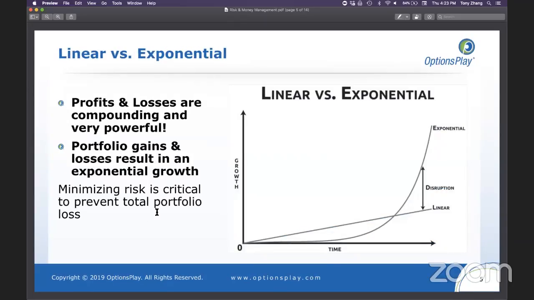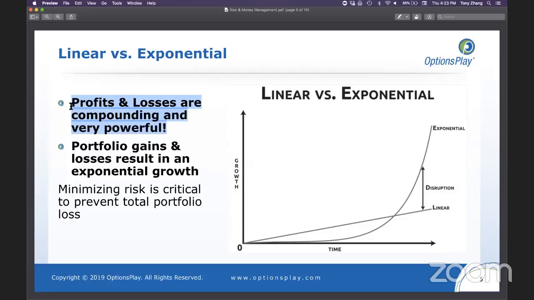So in order to do that, I want to first talk a little bit about the difference between linear versus exponential functions, because when we talk about portfolio gains and losses, they have a compounding effect, and that's very, very powerful. Any of you that have learned about how interest rates compound, and as long as you start as early as possible and let it compound for as long as possible, the growth is exponential. And it's a very powerful tool. However, this works both ways. Meaning if you have gains, they will exponentially compound in your favor. However, when you have losses, they will also exponentially compound against you.